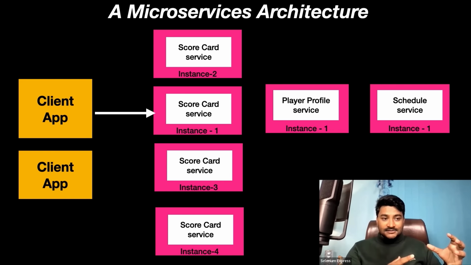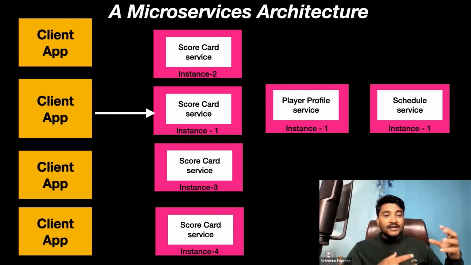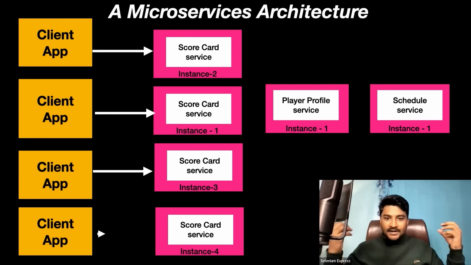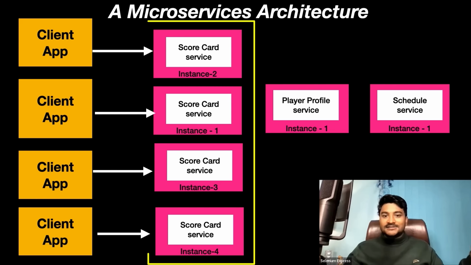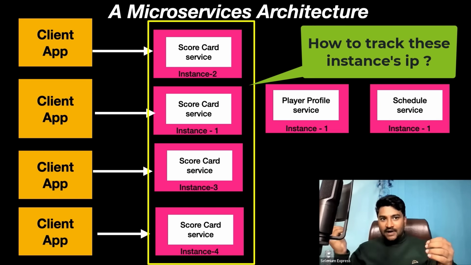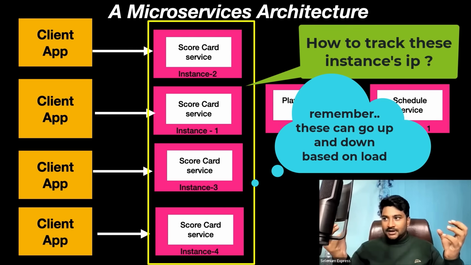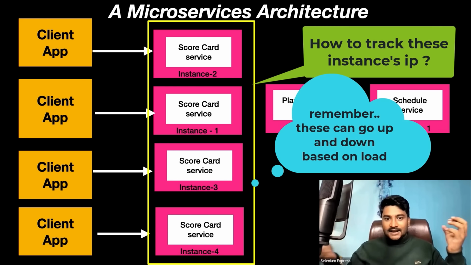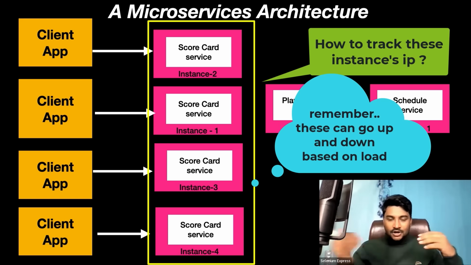So in that case, how will you be discovering all those instances? Because there will be many machines involved, many servers, and many instances running. So how will you be tracking all your instances, and how will your discovery happen, so that the calls can go through?